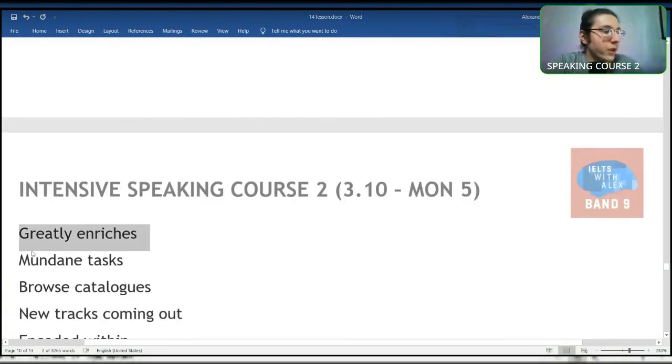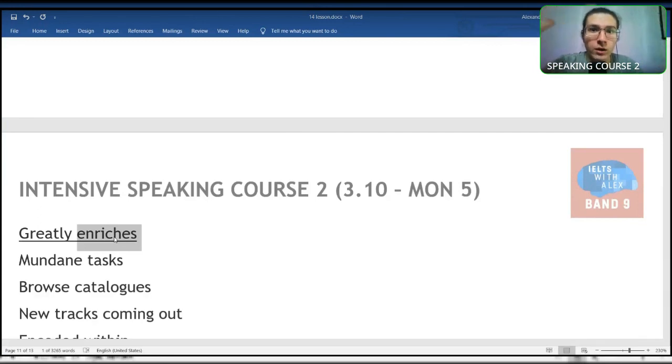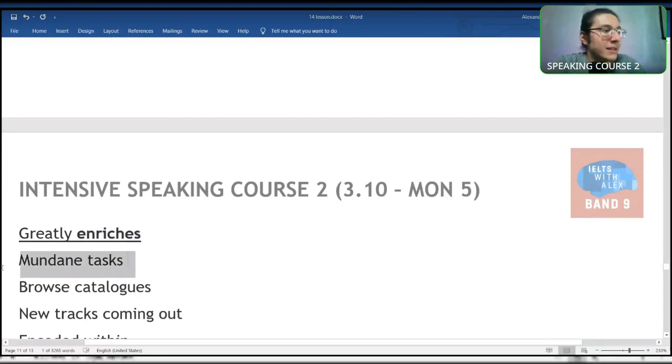Greatly enriches. Enriches means to make something better or to make something more. It doesn't necessarily mean to make someone more rich. It just means to make something better, to take it to the next level. Mundane tasks. Mundane means boring, not interesting.